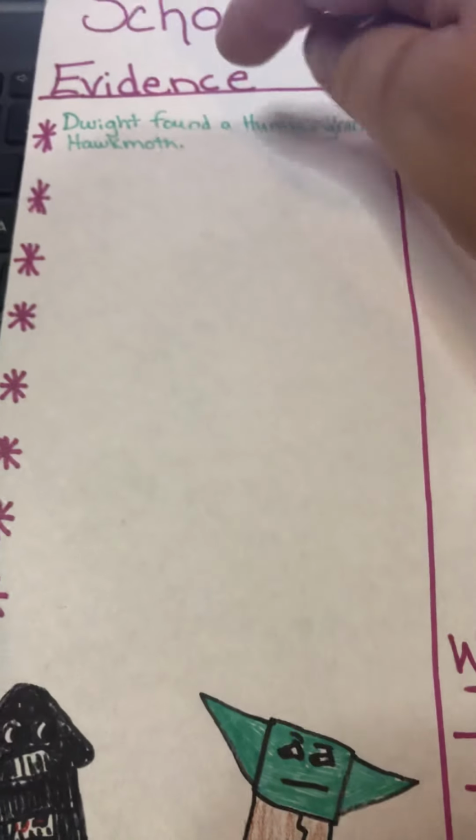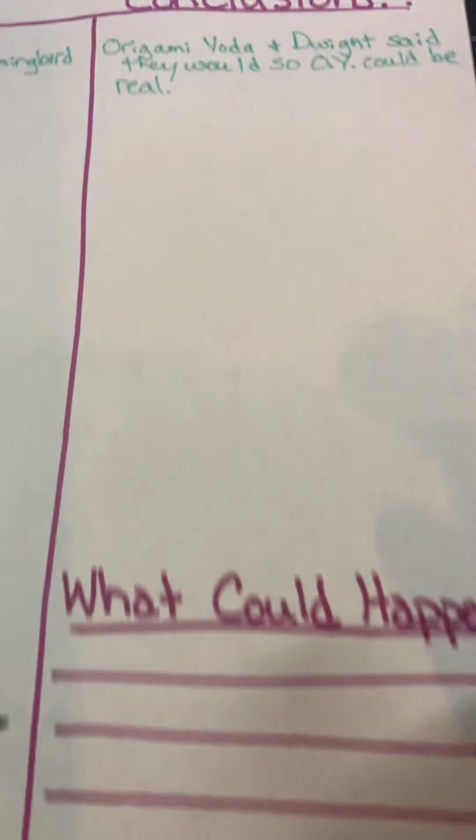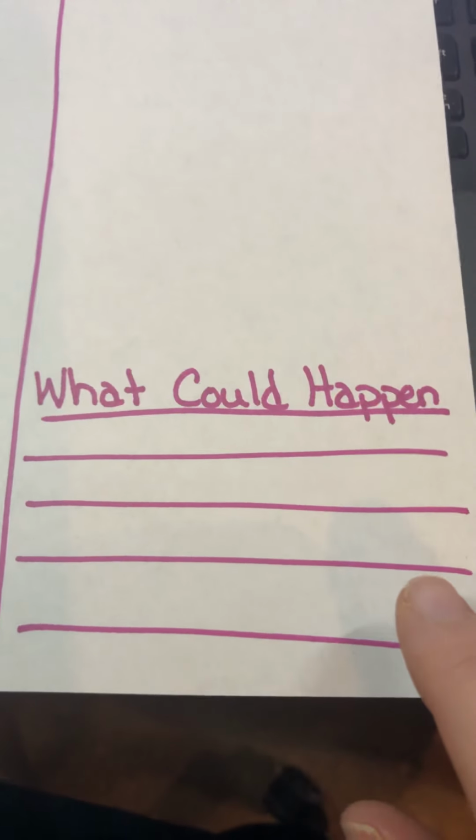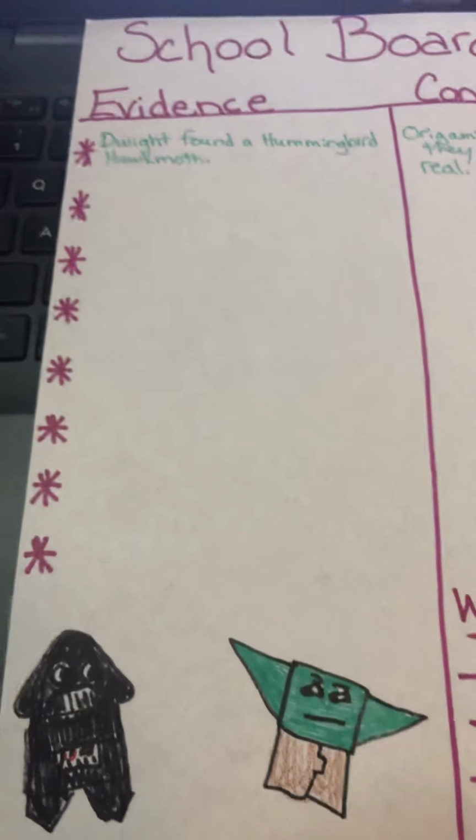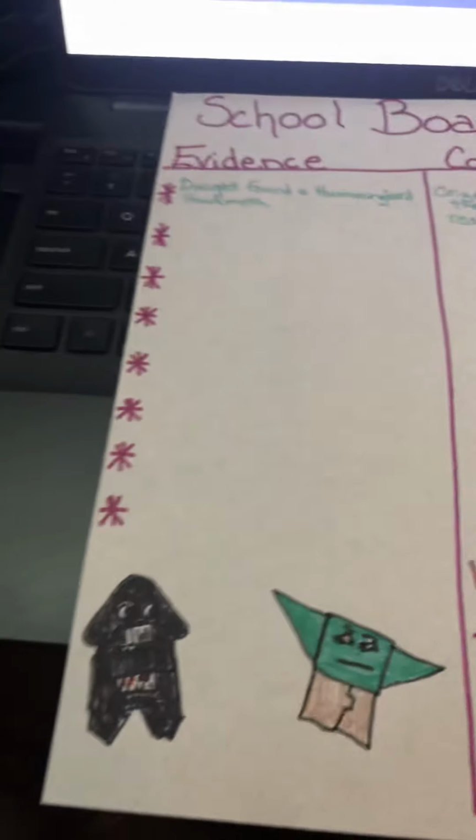So I'm going to list my evidence, what conclusions can be made, and then when I get done, I will write down what I think could happen at the school board meeting according to my evidence. Okay, and so I did one for you on here just to give you a little example. And it's all throughout the story.